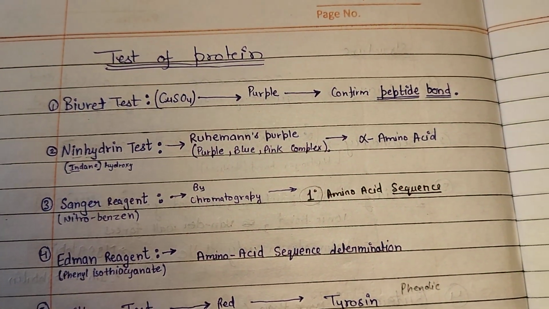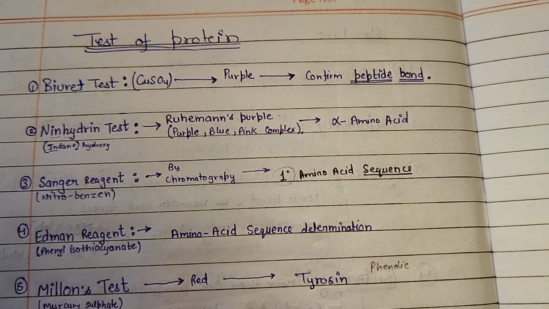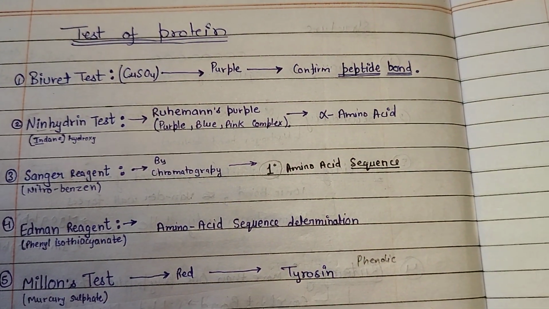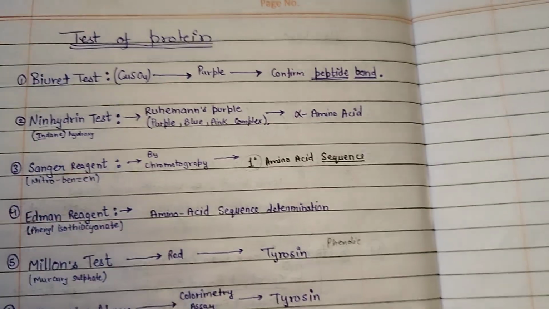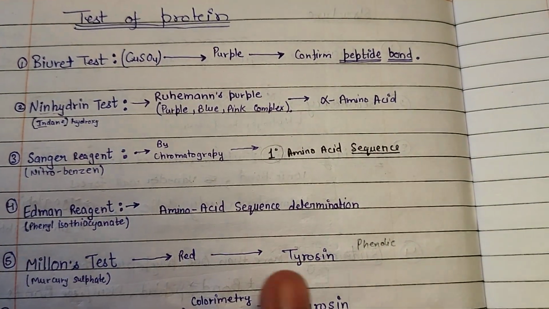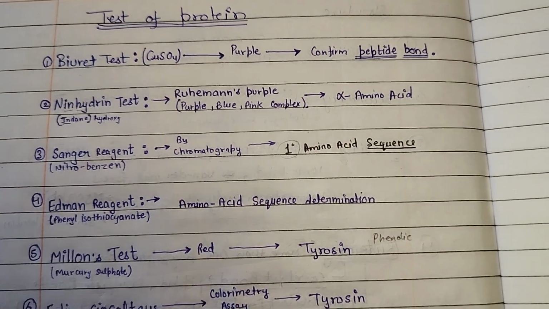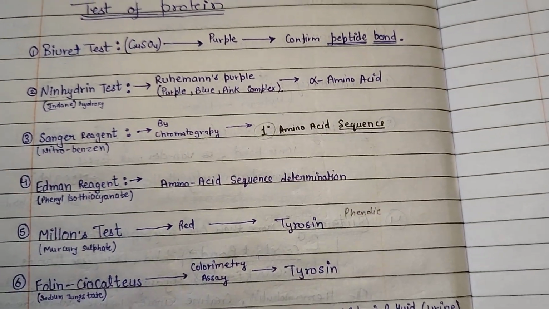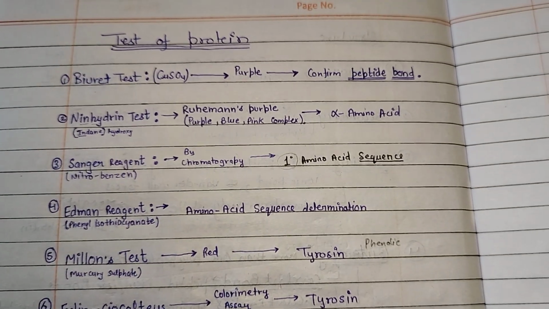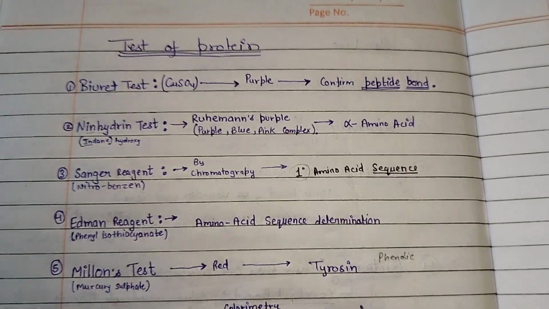It is a biochemistry topic, and we know that it is very important for GPAT. In chemistry there are around 3 to 4 questions from these topics, so we can't give that much time. I created these short videos for you with some tricks written in a way that they are easy to learn. So let's do the tests of proteins, the tests for amino acids.